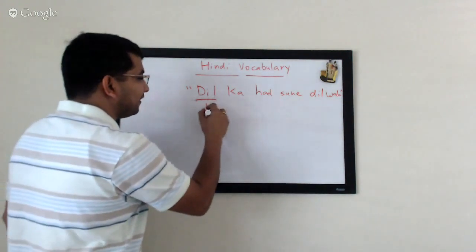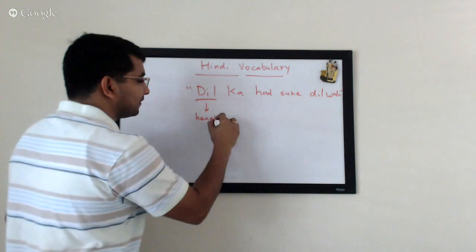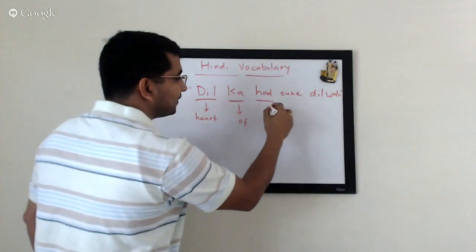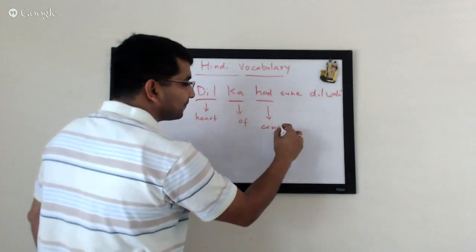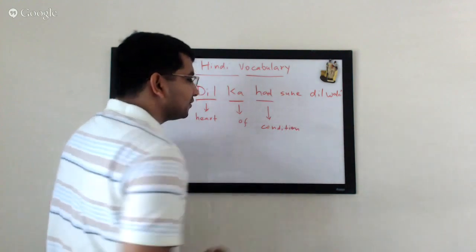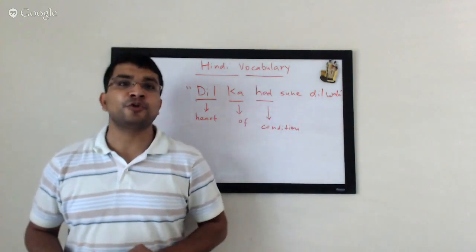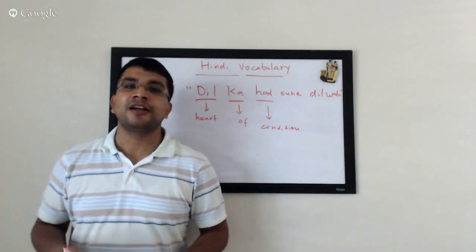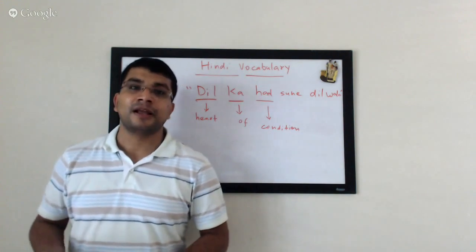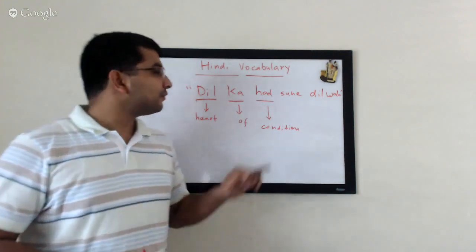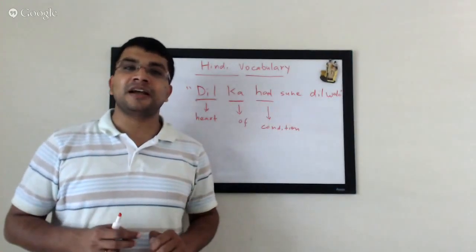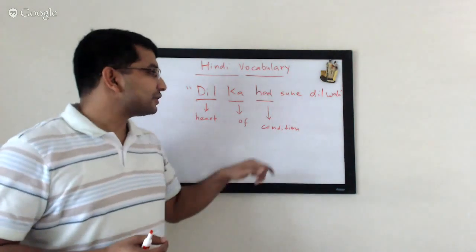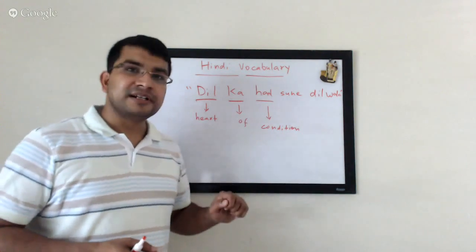So dil is heart, ka is basically of, hal is condition. We'll go into detail of hal, but if you remember, whenever we ask about the well-being of anyone, like how are you doing, we usually say aap kaise hain, right? There's another way of saying it which we haven't covered so far: kya hal hai or aapke kya hal hai, which literally means what's your condition. So hal is nothing but a condition, and we'll go over this particular word in detail.